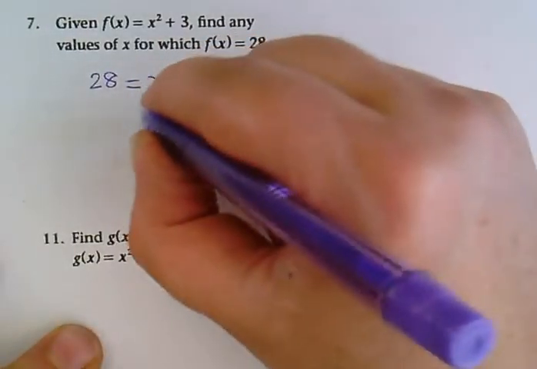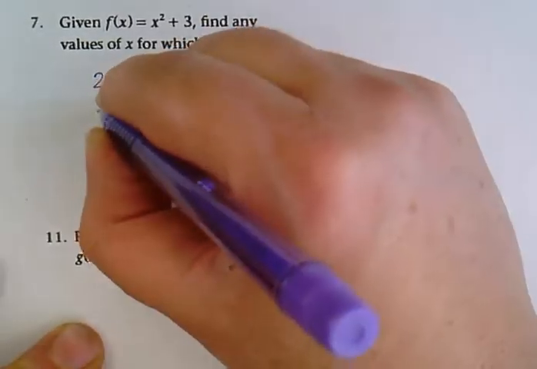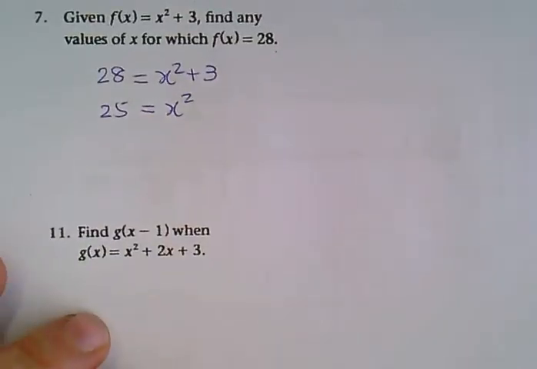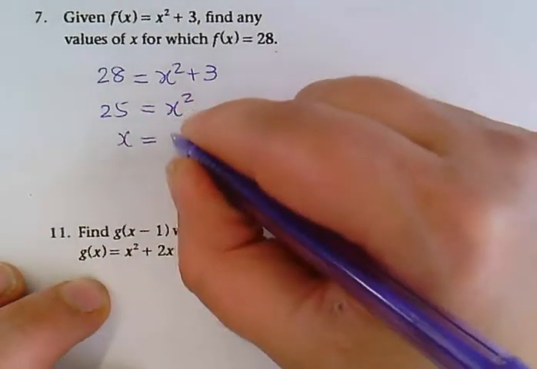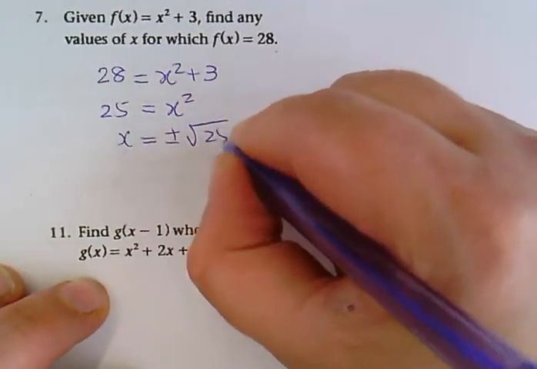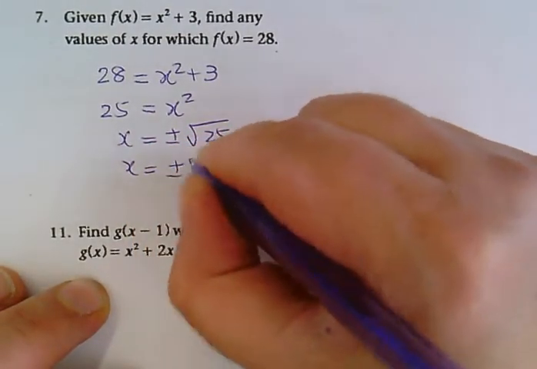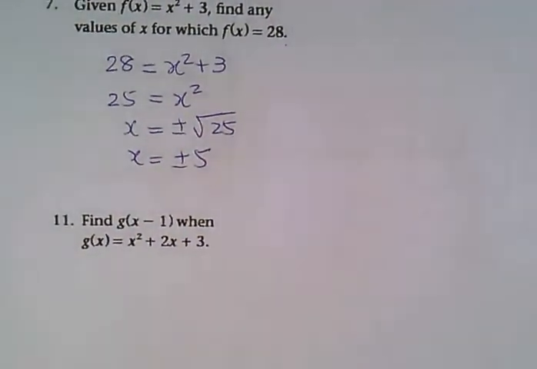What do you think we've got? X squared is 25. All good? And x is plus or minus the square root of 25. Don't forget that, which is plus or minus 5.